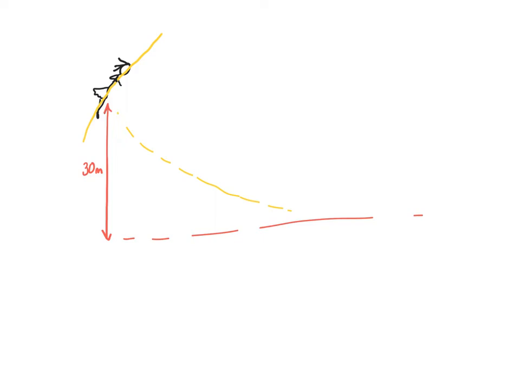Okay, in this situation, we have Tarzan, and Tarzan is 30 meters above the ground, and he's going to swing down to the ground. So we're going to neglect friction and air resistance. So we can say, okay, Ki plus Pi plus work equals Kf plus Pf.